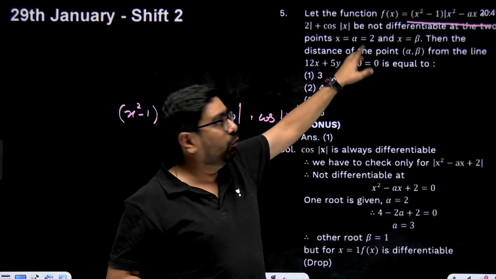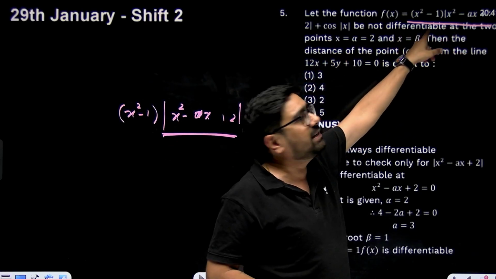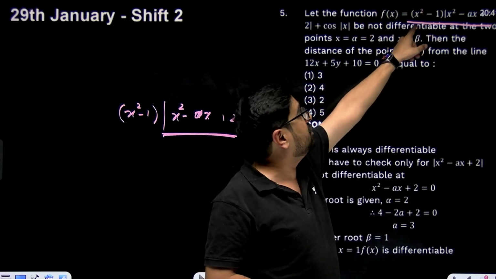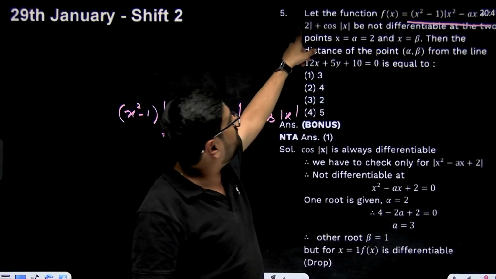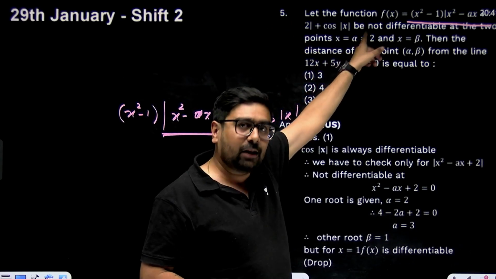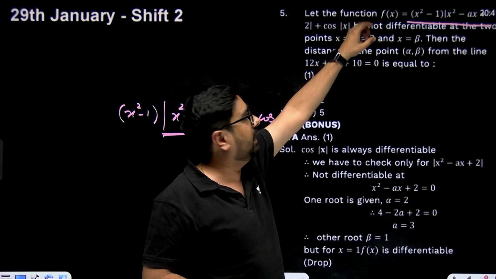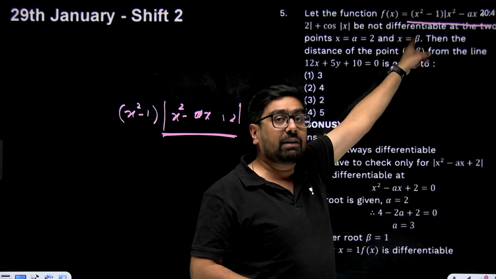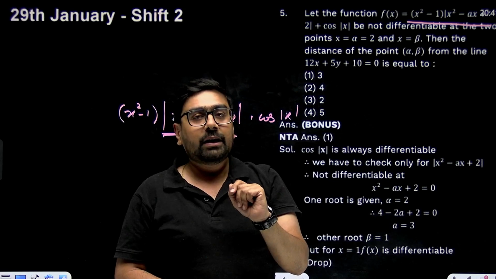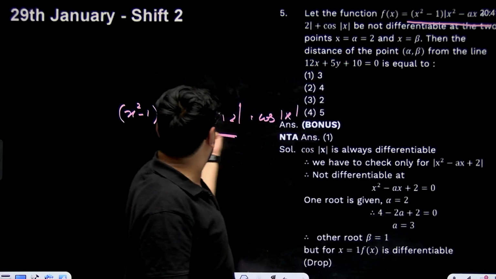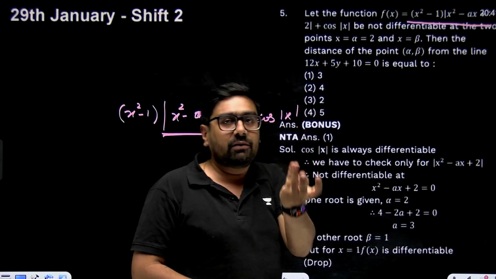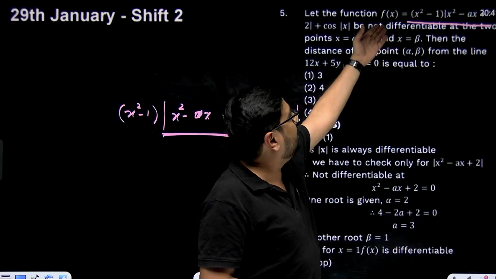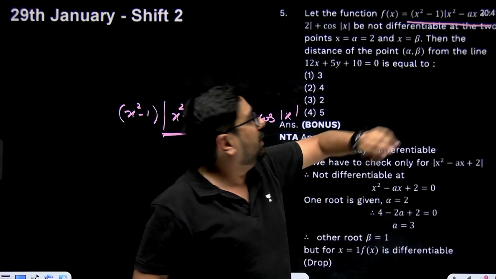One of the points of non-differentiability is given, where it is not differentiable. If you see x square minus alpha x plus 2, when we solve it, putting x equal to 2 over here, we get the value of alpha. So one root is 2, another root will be beta, which will come as 1. The entire thing becomes just x square minus 3x plus 2. So one root will be 2 and another will be 1. But if beta is 1, at x equal to 1 this function is differentiable. Wait, this is becoming 0.